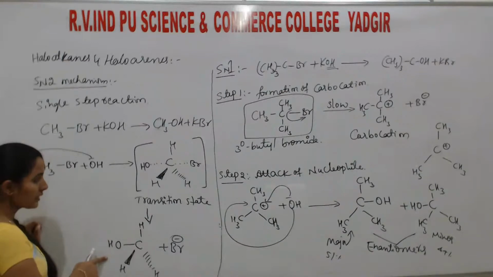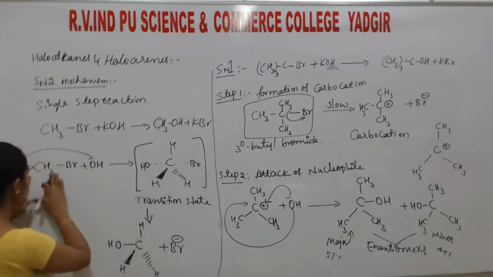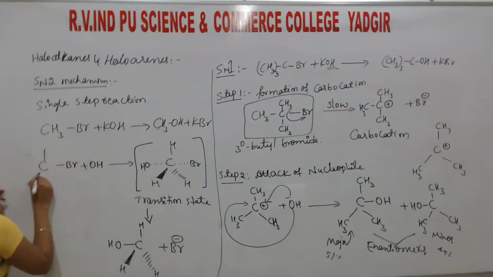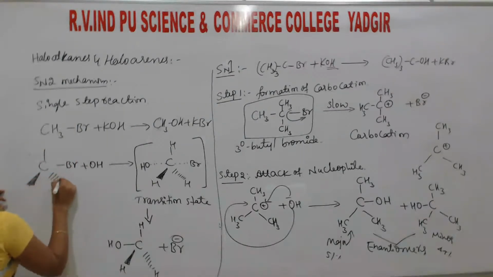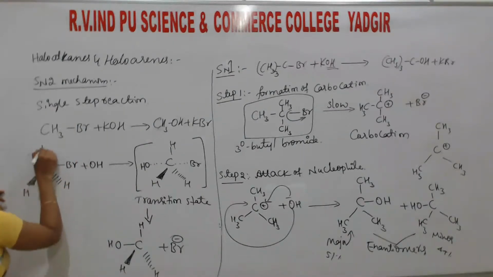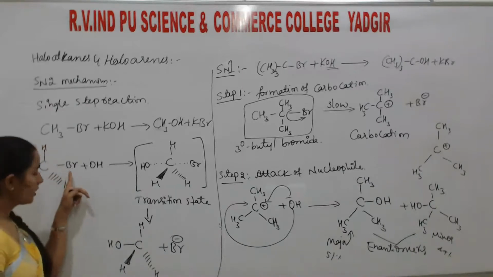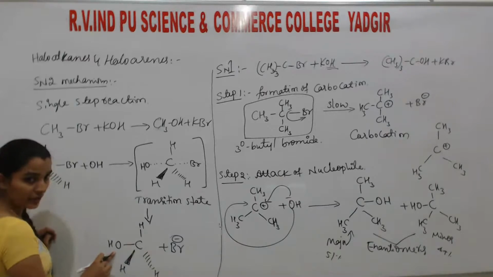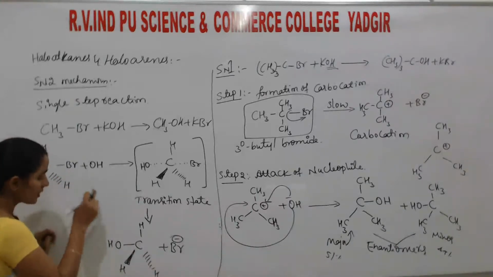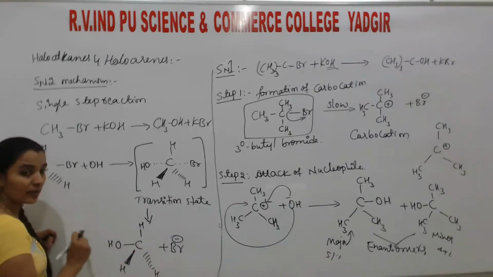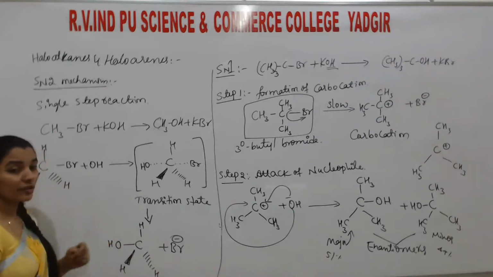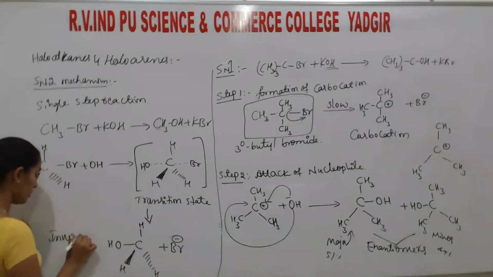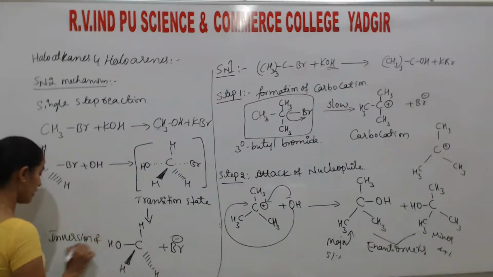Understand? So students, listen. Initially, the structure is, I'll take here, H. Initially, this is the configuration. At the end, this is the configuration. Means here Br is present, and here OH is present on the opposite side. Here inversion of configuration takes place. It is inversion of configuration.